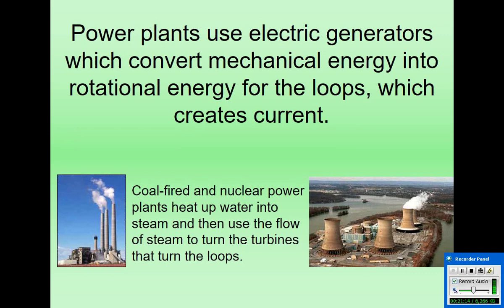We see some examples of coal-fired and nuclear power plants that heat up water into steam. The steam is forced through turbines. The turbines turn the loops in the external magnetic field, and current is created in those loops. And we can extract that current and then send it off to your home.